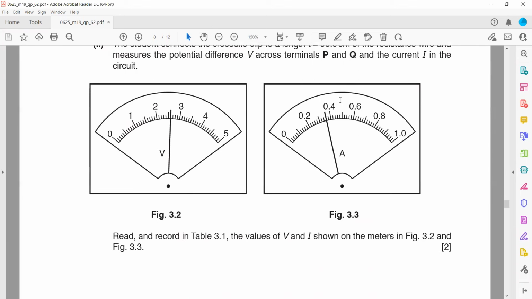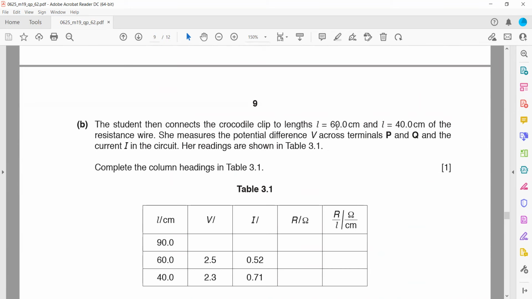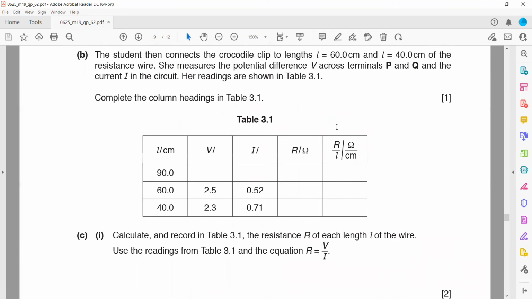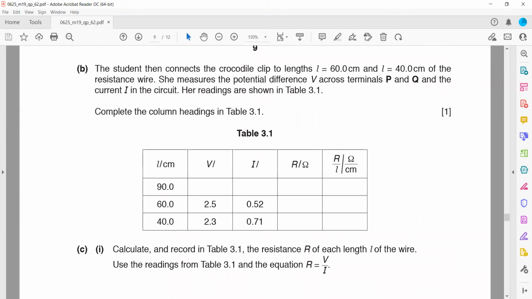The next part is readings, and we have to record these readings in the table. For the voltage, each division represents 0.1, so this is 2.6, and for the current, each division represents 0.02, so this is 0.36. So the values are 2.6 and 0.36.